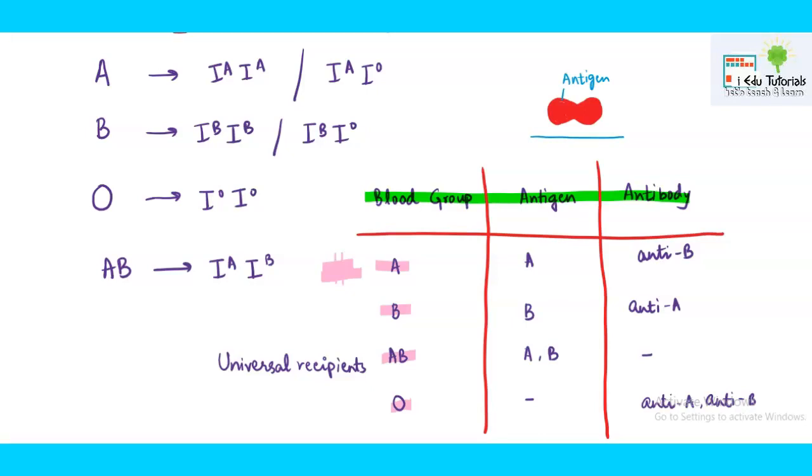O blood group individuals remain the donor, meaning they can give to anyone. The recipient can take from anyone and the donor can give to anyone, because O does not have any antigen in its blood. So O can give to O, can give to A, can give to B, and can give to AB. That's why O blood group individuals are known as universal donors.